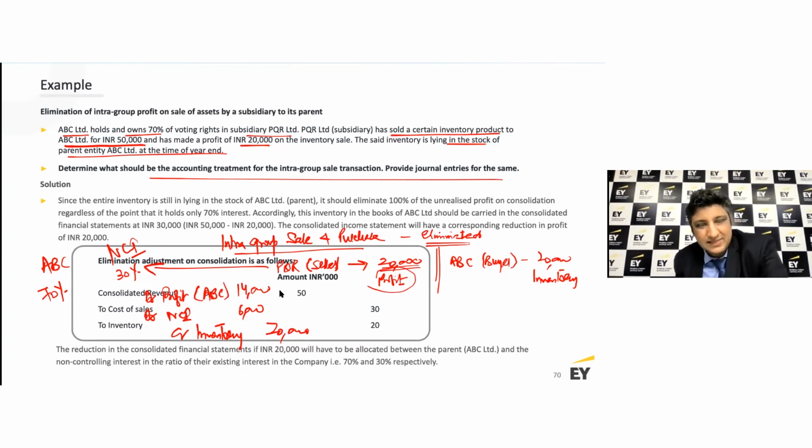So it is not just, for example, the sales and the purchases which are adjusted, but also the inventory which is adjusted from the books of the group. That's what we are doing. The reduction in the consolidated financial statements of 20,000 rupees has to be allocated between the parent and the NCI in the ratio of 70 and 30. And that's what we have just done a while ago.